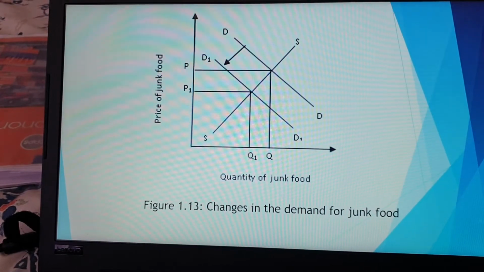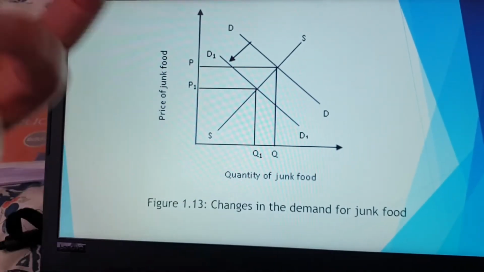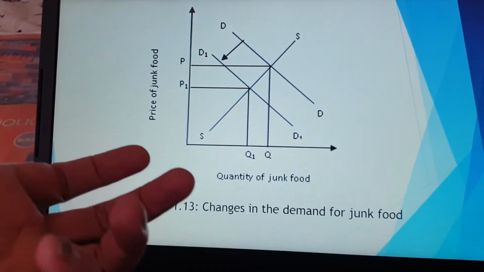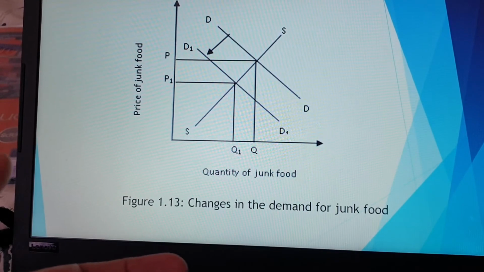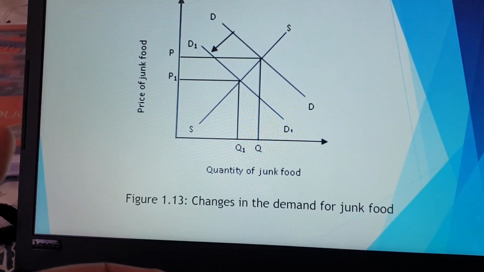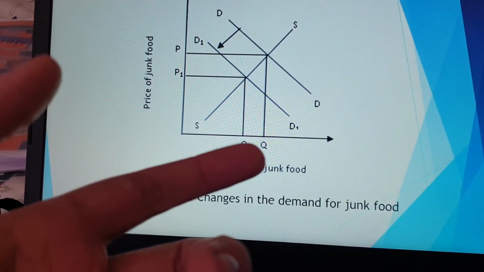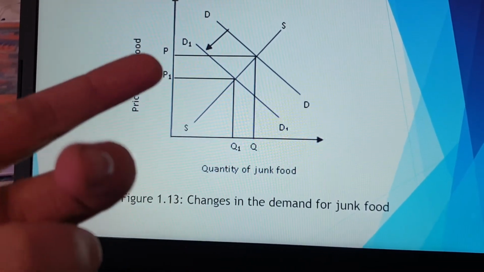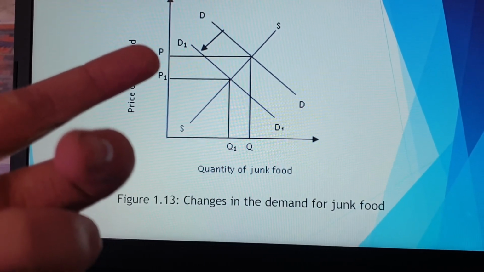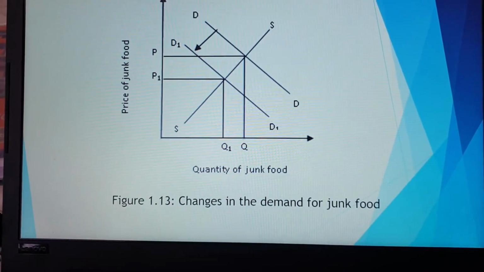Then for junk food, the demand for junk food decreases. Anyways, in this time, if you think of COVID-19 now, we are not allowed to buy any junk food because all the outlets are closed. So people are more health conscious. So the demand for junk food decreases. So therefore, the quantity of junk food demanded will decrease from Q to Q1. And the price will then also decrease from P to P1 to encourage people to start buying junk food again.